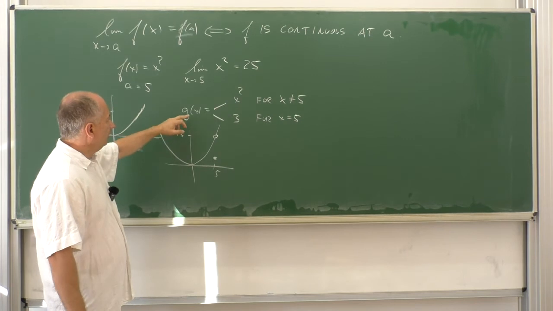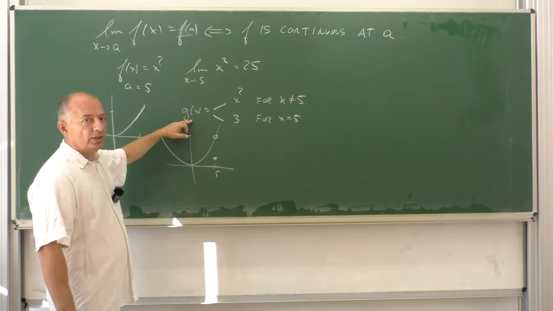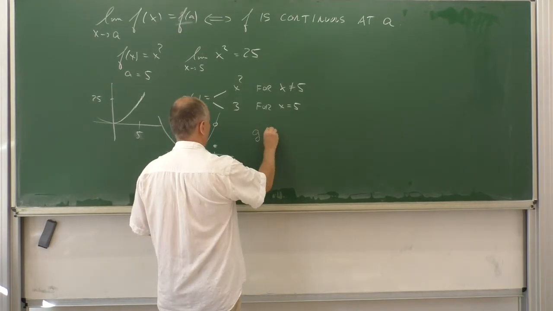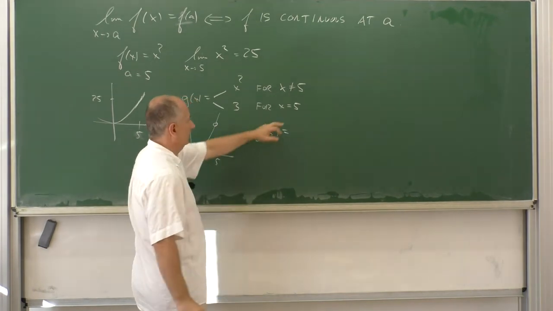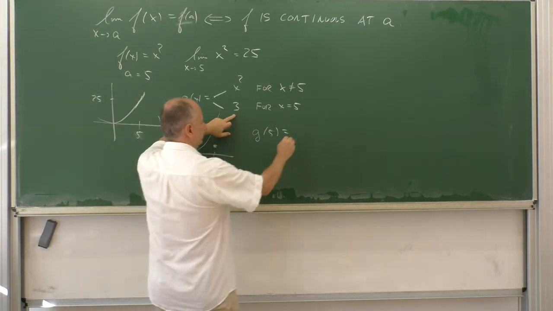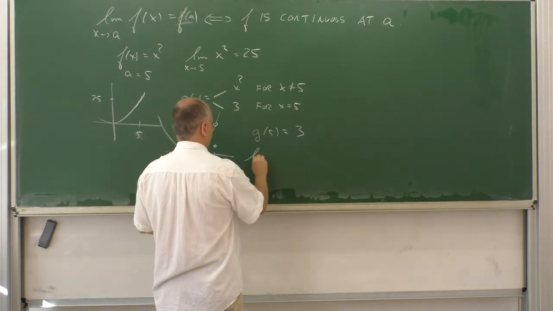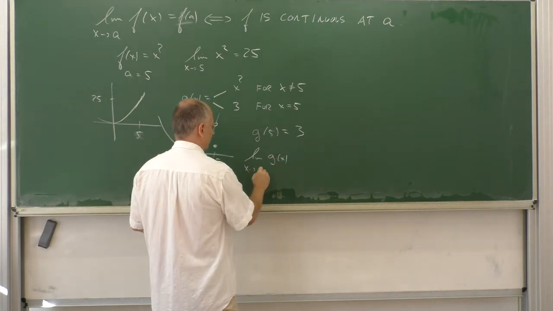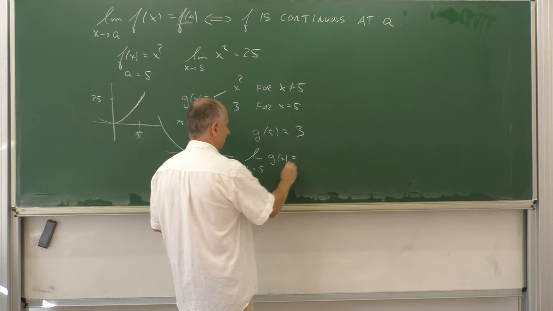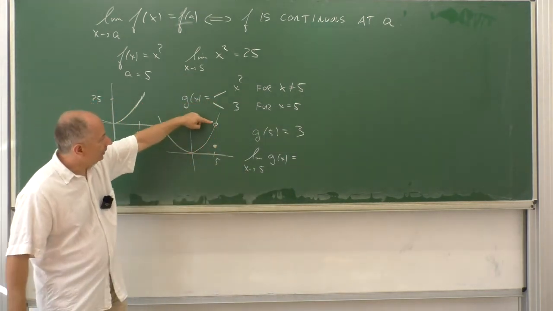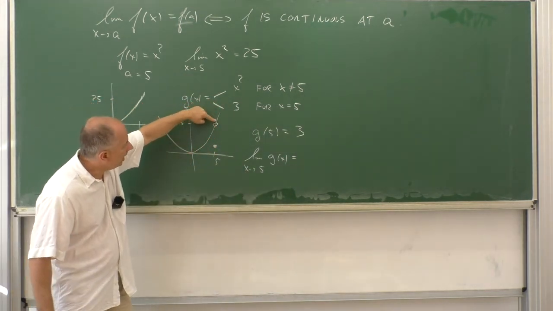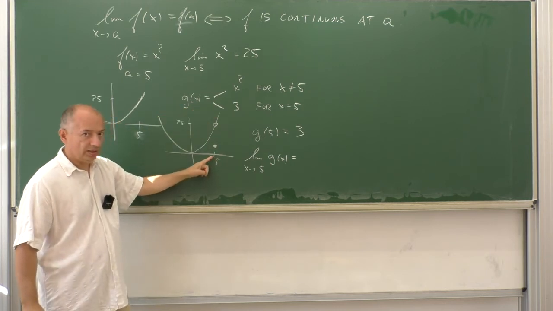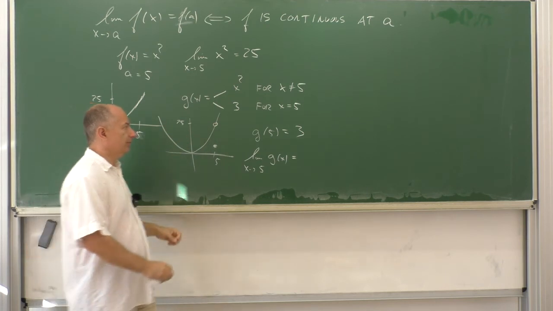So what is the function value and what is the limit for x approaching 5? g at 5 is 3, but the limit of g of x for x approaching 5 is the height of the point to which the graph approaches from both sides when arguments approach 5, and this goes to 25.